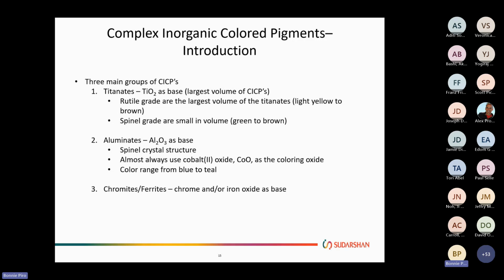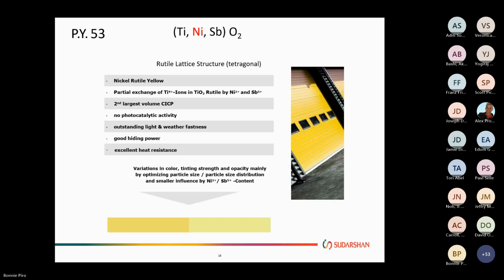And then the last grouping is the chromites and ferrites. These are based off of chrome and/or iron oxide as the base metal in here. So those are the 3 main groups that are used under the CICP category. So if we dive into the actual types of color indexes within these categories, the first one is pigment yellow 53. This is a workhorse inorganic pigment, especially in plastics and in the coatings area. It's the second largest volume CICP available.